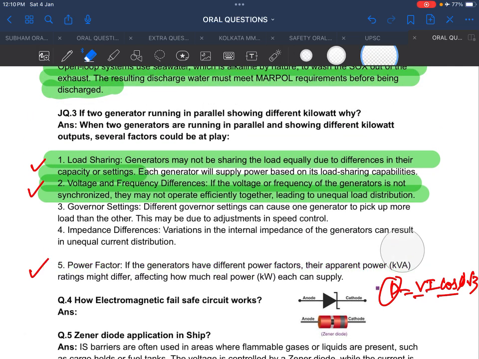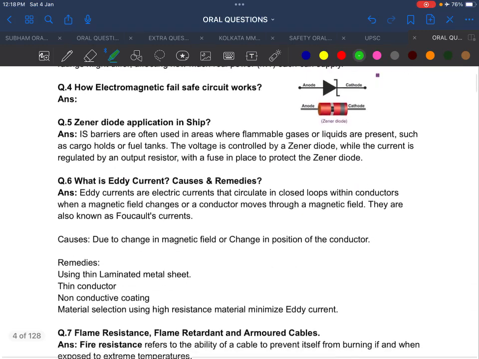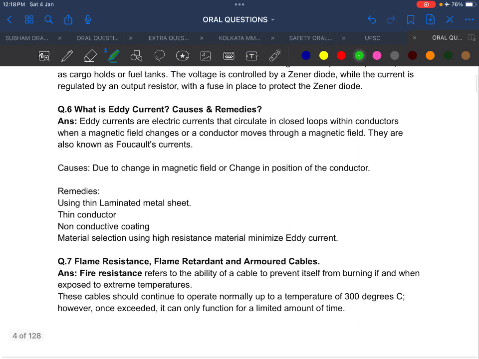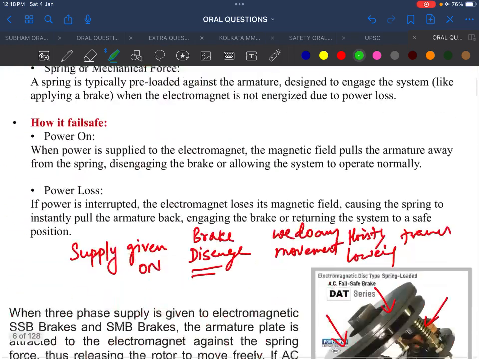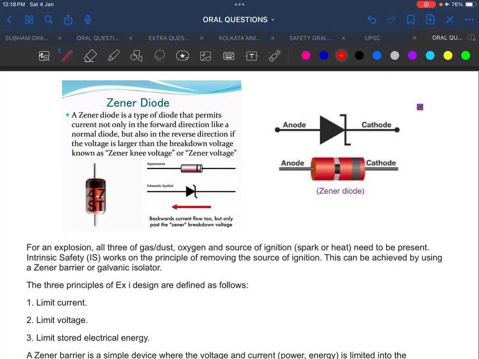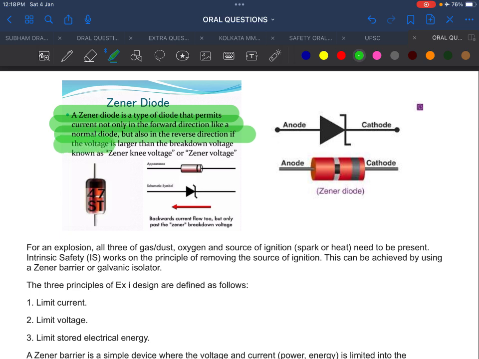Now move to the next question: Zener diode application in the SMPS. So what is the Zener diode? I will tell you. Basically a Zener diode is a type of diode that permits current not only in the forward direction like a normal diode, but also in the reverse direction if the voltage is larger than the breakdown voltage.